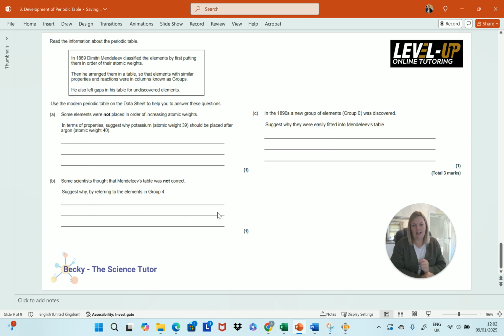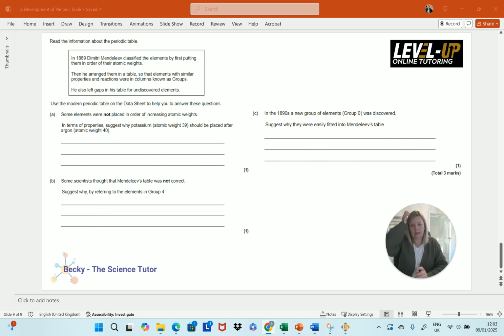Okay, and on to our final one, which is a bit of a higher level question. So read the information about the periodic table. So here we've got in 1869, Mendeleev classified elements by first putting them in order of atomic weight. He arranged them in a table so the elements with similar properties and reactions were in columns known as groups. He also left gaps for undiscovered elements. Okay, so use your modern periodic table on your data sheet to answer the questions.